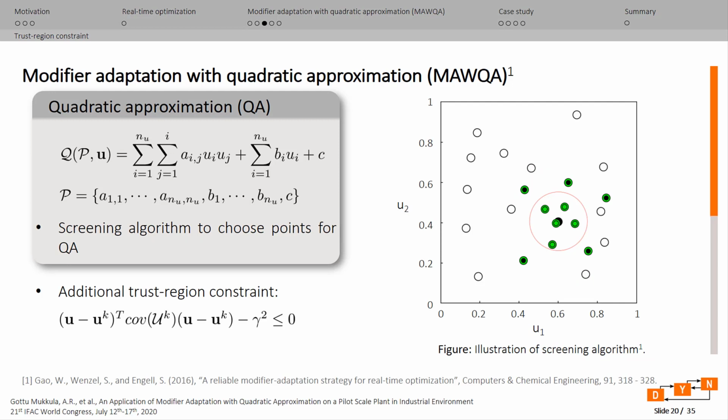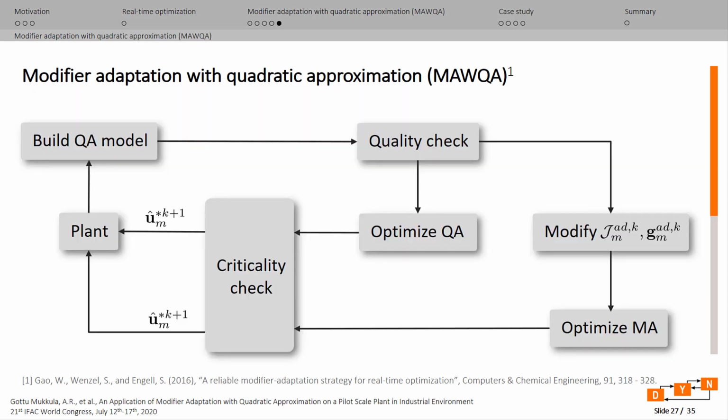In modifier adaptation with quadratic approximation, if quadratic approximation is used for gradient approximation, an additional trust region constraint is added to the modifier adaptation problem. Gamma in the trust region constraint is a tuning parameter. The modifier adaptation with quadratic approximation scheme is applied in the following manner when there are sufficient data points for quadratic approximation. In each iteration, upon building a quadratic approximation model, the quality of the nominal model is compared with that of the fitted quadratic approximation model.